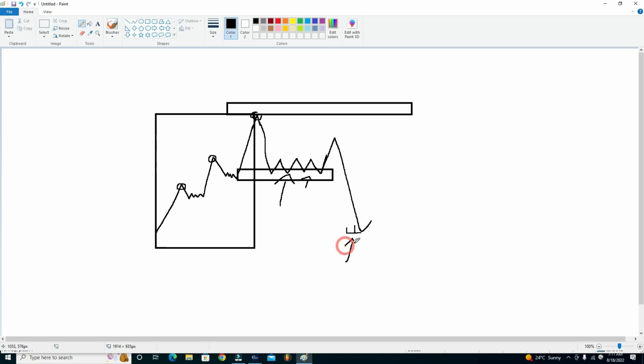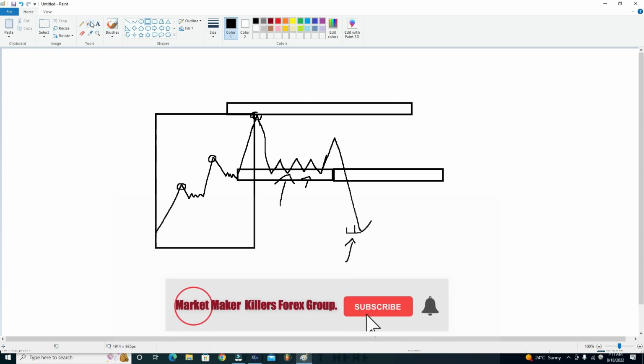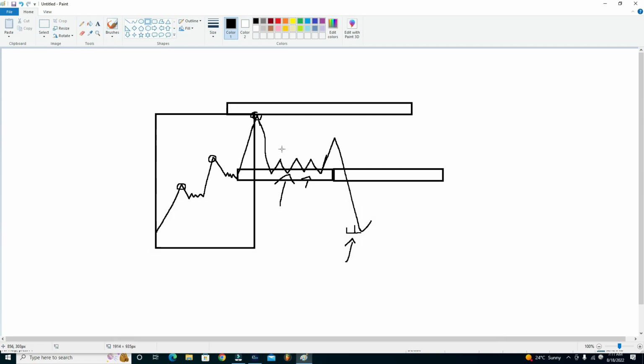Once price makes a new lower low, this area right here, remember, this area now becomes our supply because this was demand and now price has broken that area, so this area becomes our supply. Right, now the second thing we want to see, we want to see price push up.